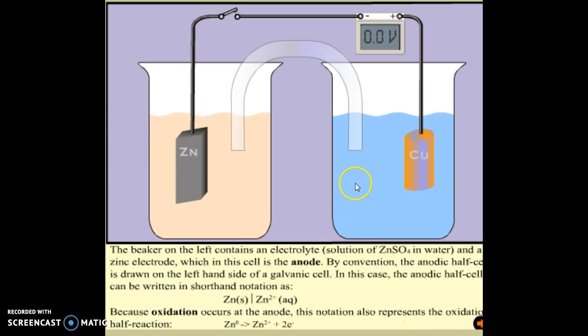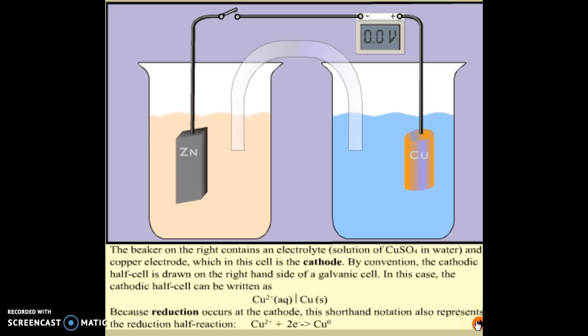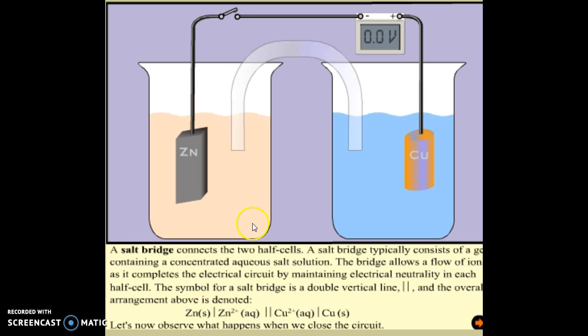Over here on the right-hand side, we have our cathode, and we have copper in the cathode. In the solution, we have copper sulfate, so there's going to be some copper plus 2 ions on this side. The copper plus 2 ions are going to gain electrons to form copper. So over here we have zinc forming zinc plus 2 and copper plus 2 forming copper. The salt bridge connects these two.